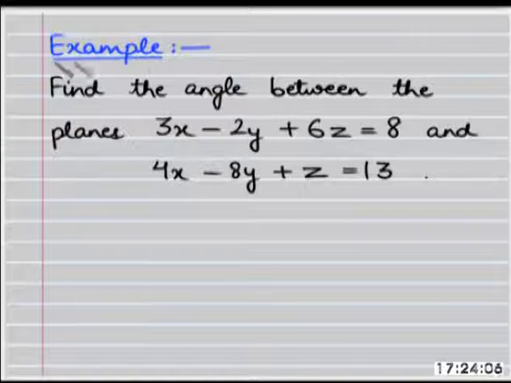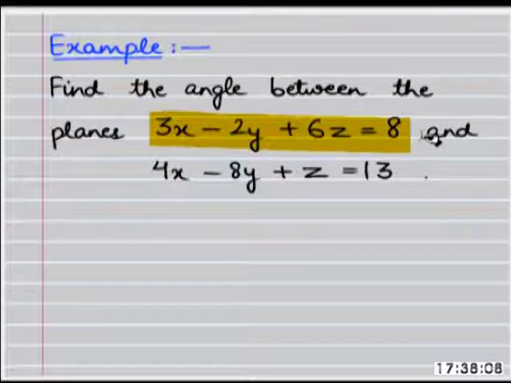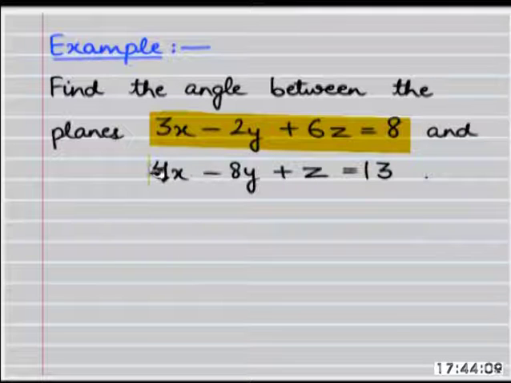Let us see another example. Find the angle between the planes 3x minus 2y plus 6z is equal to 8 and 4x minus 8y plus z is equal to 13.